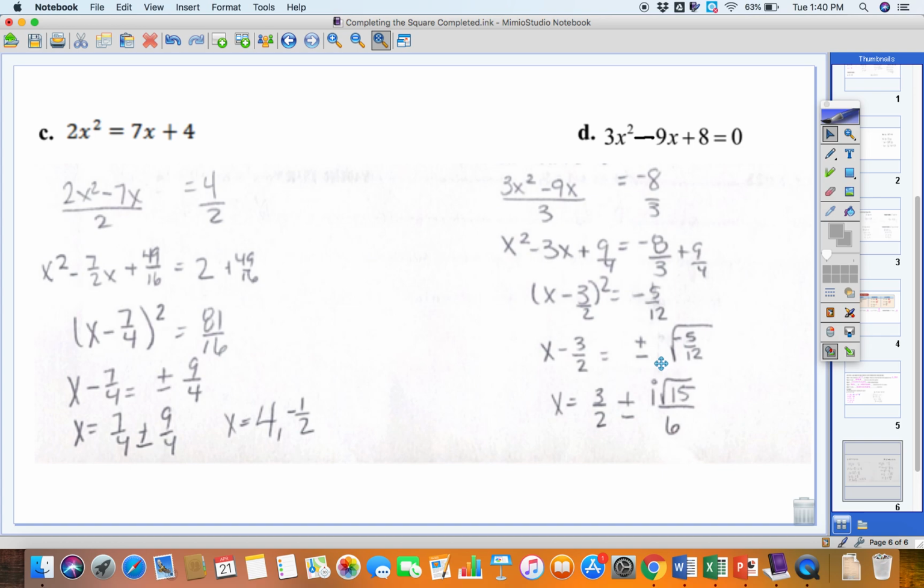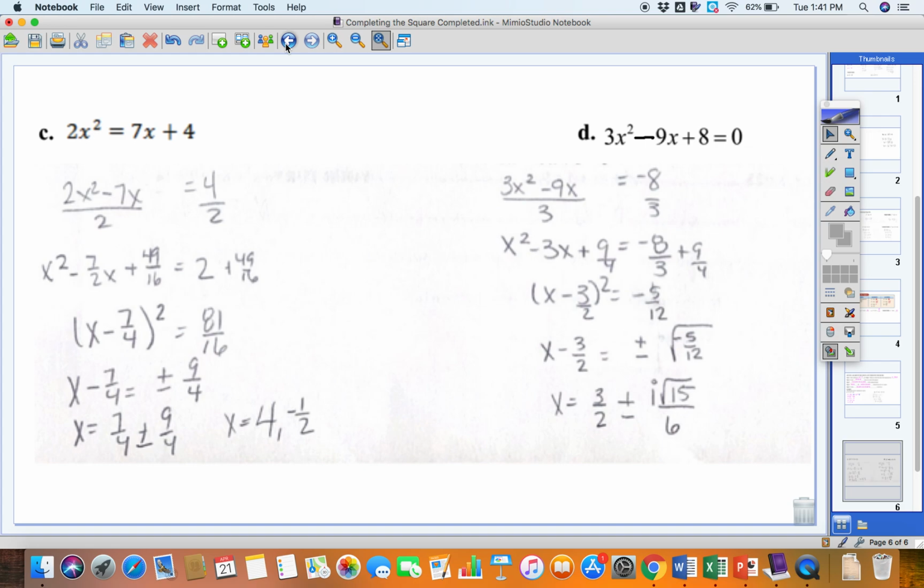And when you do all that to simplify negative 5 over 12, you get i square root of 15 over 6. You add the 3/2 to the other side, and it just stays 3/2 plus or minus i square root of 15 divided by 6. You don't have to try and put that together because you can't.